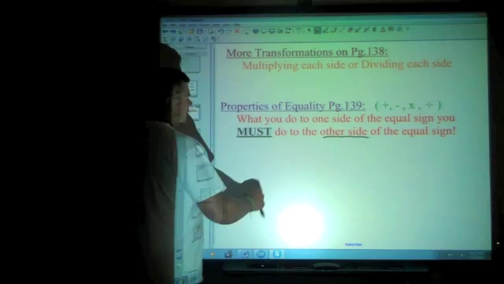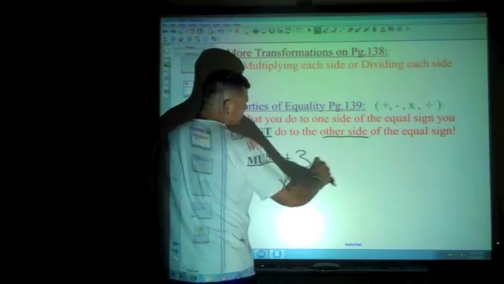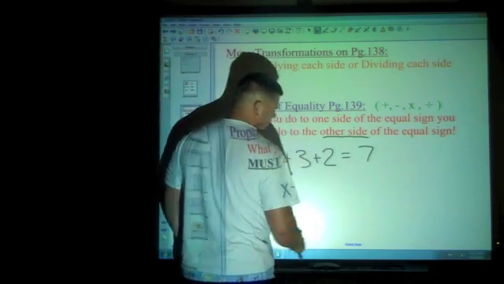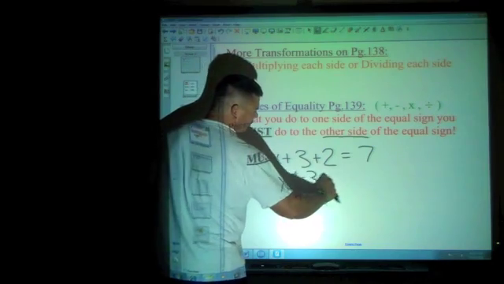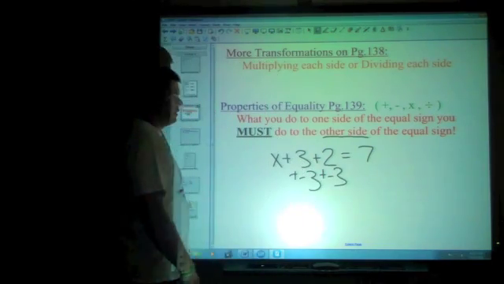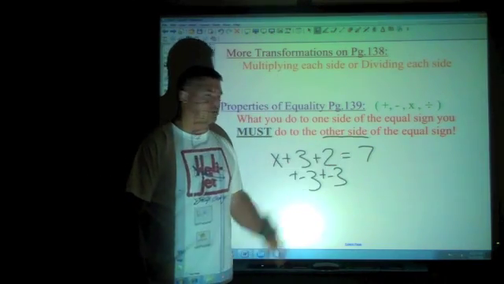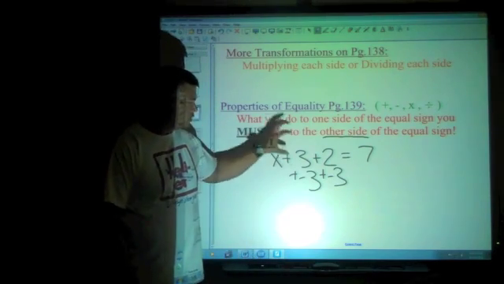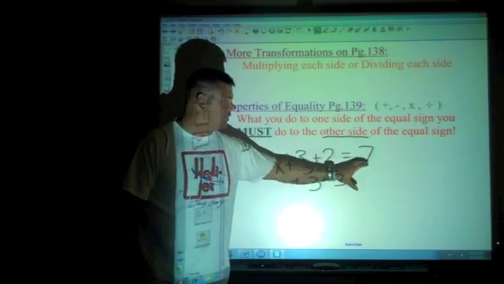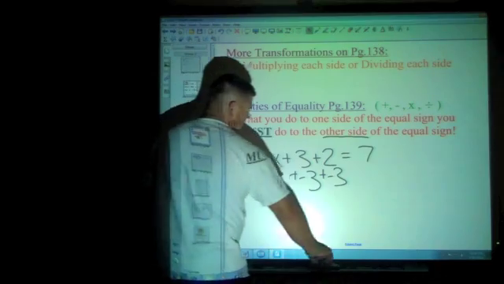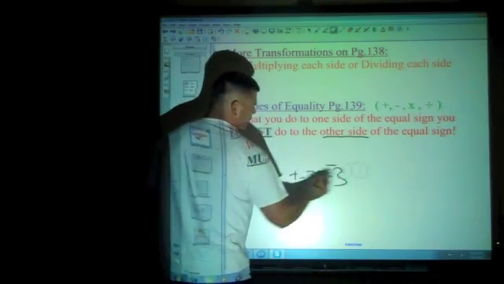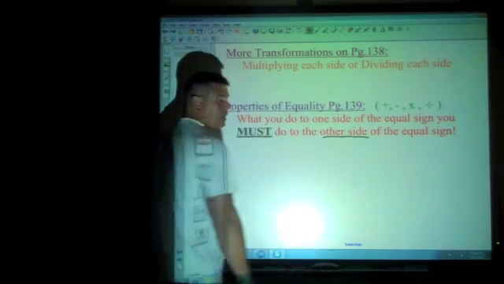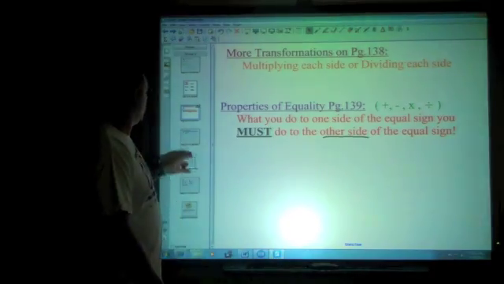Not the same side. I don't want to see a problem where we have x plus 3 plus 2 equals 7 and someone goes, I'm going to add negative 3 here and here. That's on the same side of the equal sign. That does you no good. Whatever you do to one side, you must do to the other side of the equal sign. Just remember that. It has to be done to both. Otherwise, it's not fair. It's not equal. It's not an equality.